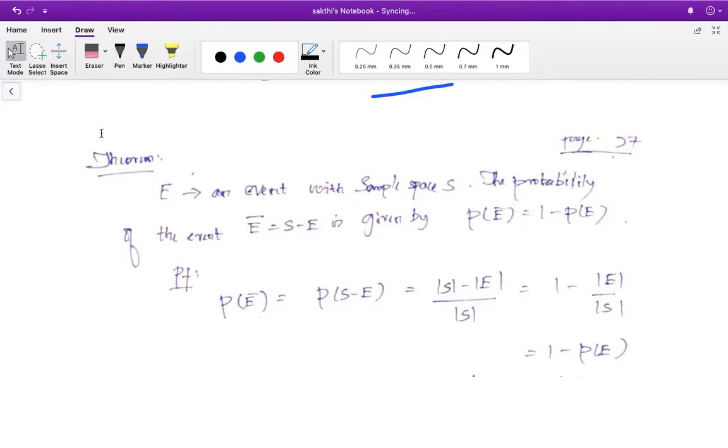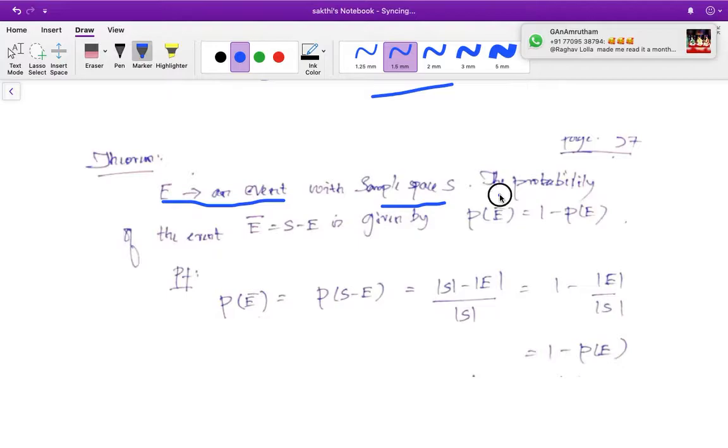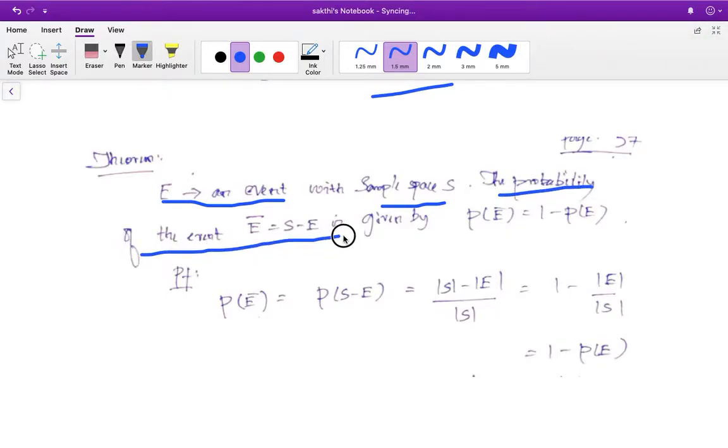So the first theorem says, let E be an event with the sample space S. Then the probability of the event E bar, which is the complement of E, which is S minus E, is given by P of E bar is nothing but 1 minus P of E. Okay, and that we can easily prove.